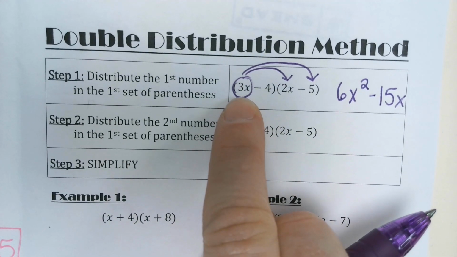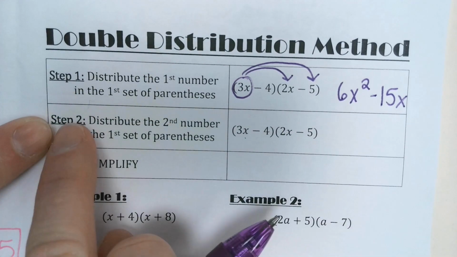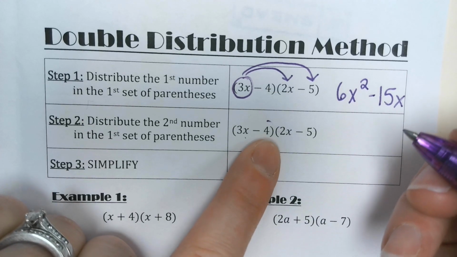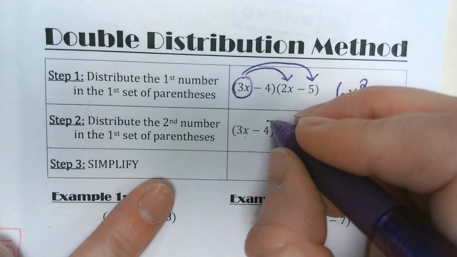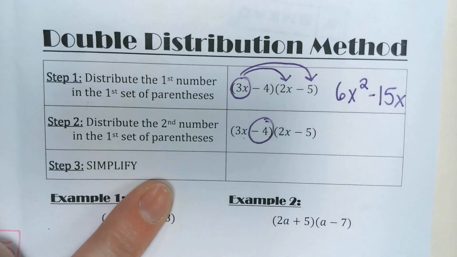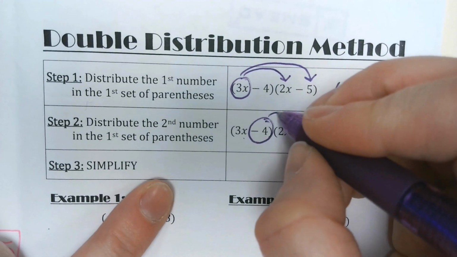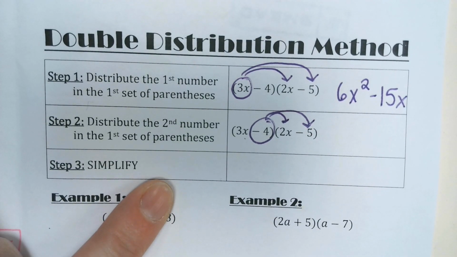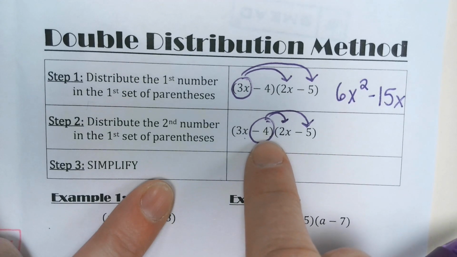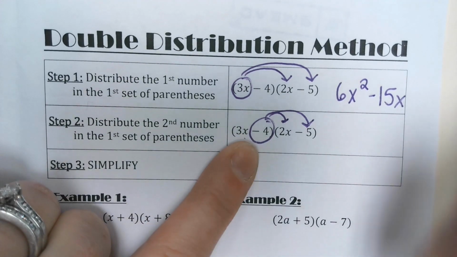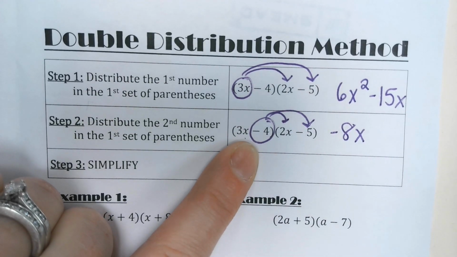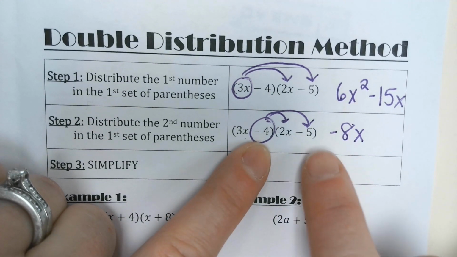Because we distribute the first number, but we also have to do step 2, which is distribute the second number, which if you ignore what's in front, is a 4. So don't just say it's 4, it's whatever's in front of it as well. So negative 4 is going to be distributed to the second set. Now multiply negative 4 times 2x, which is negative 8x, and negative 4 times negative 5.